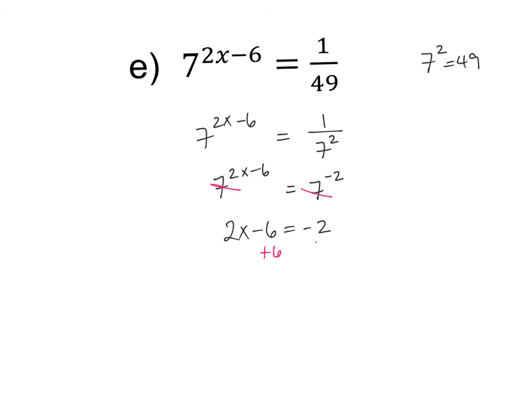So I might add 6 to the other side. 2x comes down. This becomes negative 2 plus 6 is 4. I'm going to divide by 2. And x is equal to 4 divided by 2 is 2. And that is my final answer. I'm getting a lot of x equals 2 for my solutions here, but that's okay.